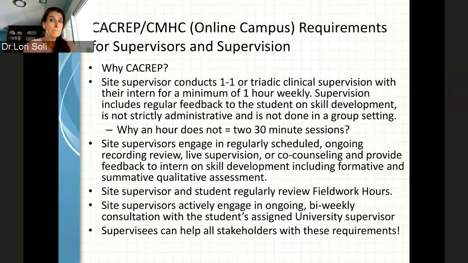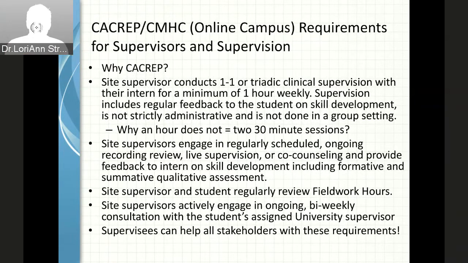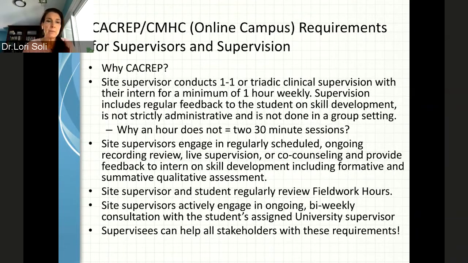I'm sorry, we have a couple of new students in here. We might want to clarify what CACREP is because they may not know. Absolutely, and actually, let me go ahead and do that. CACREP is an acronym, one of our many acronyms, for the Council for the Accreditation of Counseling and Related Educational Programs.